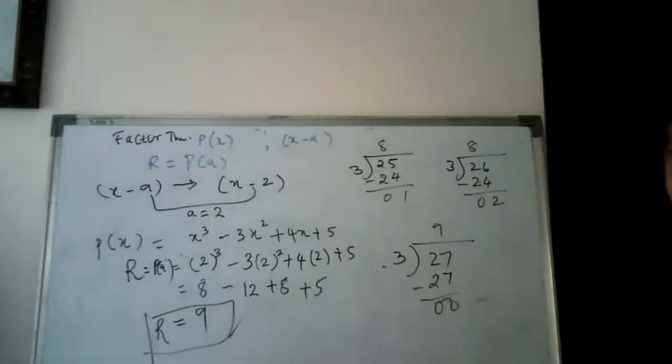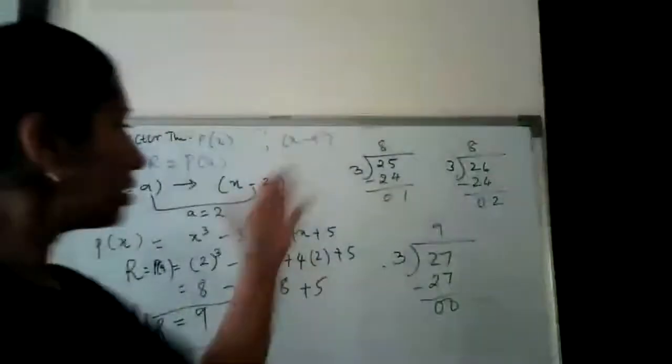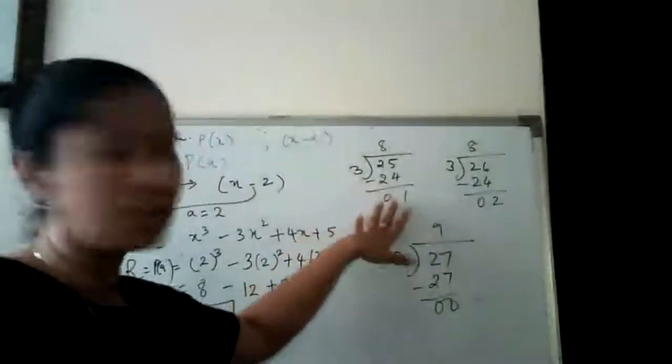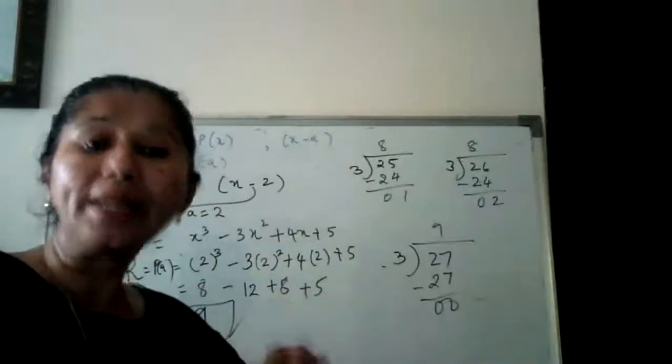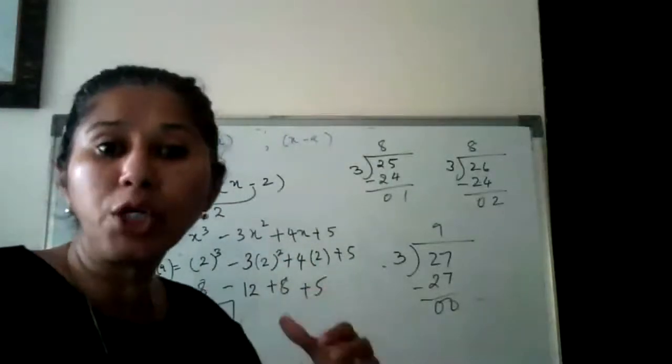So what you can see here and observe it. In one case I'm getting the remainder as 0. In the second case, one of the cases gives remainder 1 and one case gives remainder 2. So when I get remainder 0, what will I conclude?